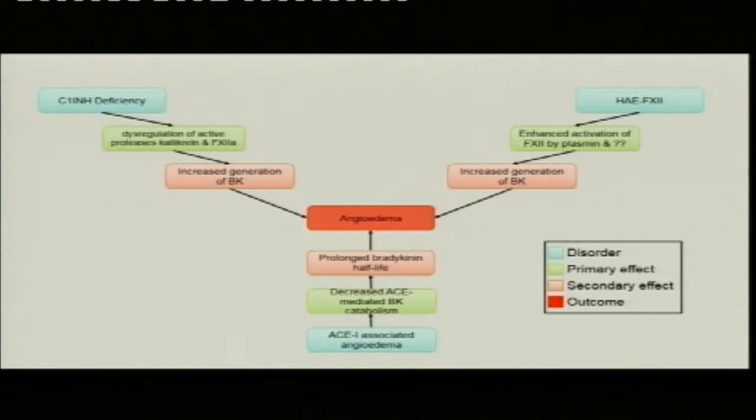Having said this, not only hereditary angioedema can cause angioedema. We have the two that we talked about here, one with normal C1 esterase inhibitor and one with a deficiency. But we also know that ACE inhibitors can cause angioedema. If you take a look, all of them are related to bradykinin. Here at the top, it's because of increased production. But with ACE-induced angioedema, it's because of prolonged bradykinin, because ACE cleaves bradykinin.